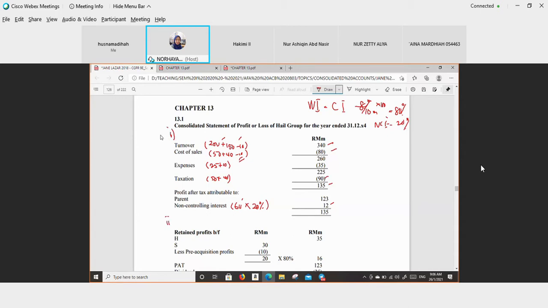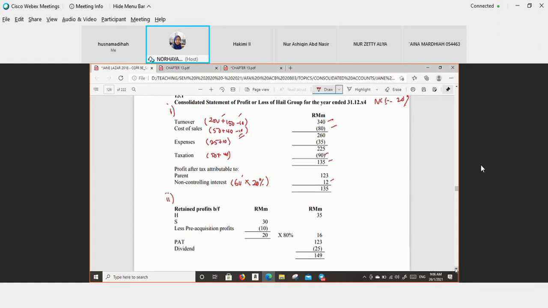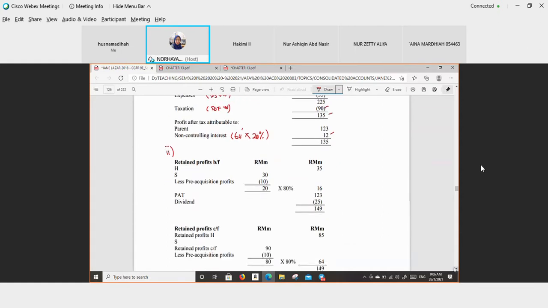And then requirement number 2, you are required to show the calculation for the profit brought forward on 1st January 2004, right? X4. So maksudnya profit pada awal tahun lah, which consists of H and sway. So H you just take the 35 million. Not 35,000, 35 million. And then for S, I told you, that 30,000 is the opening profit.